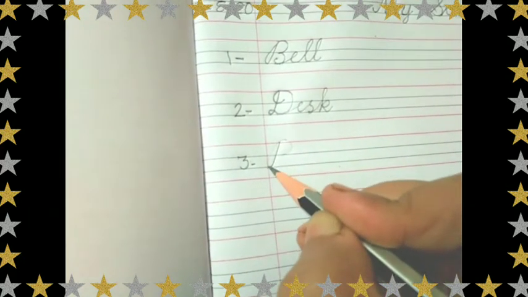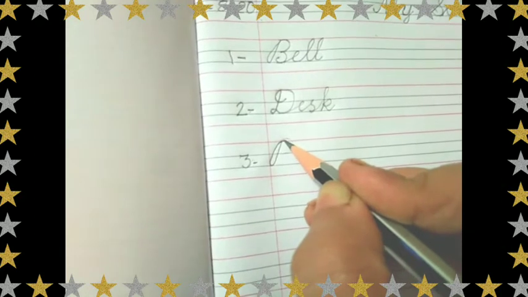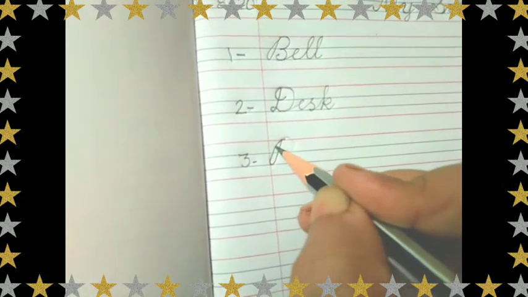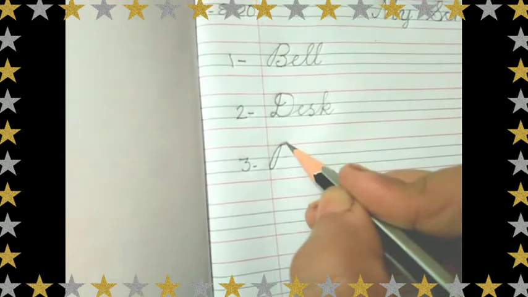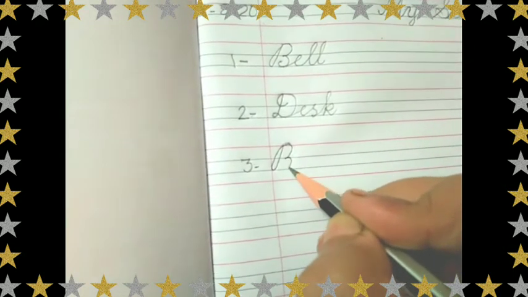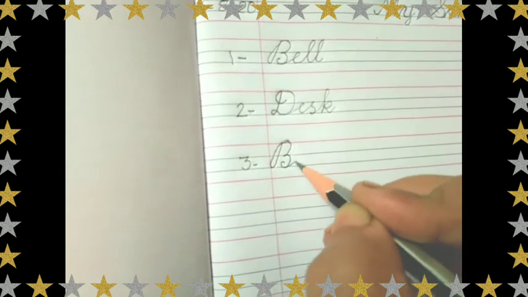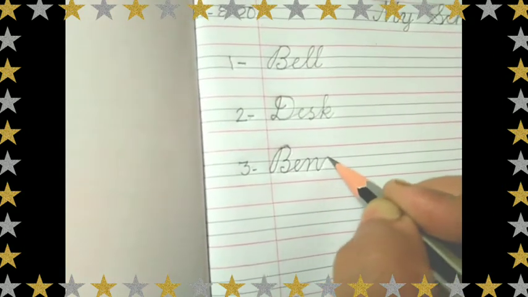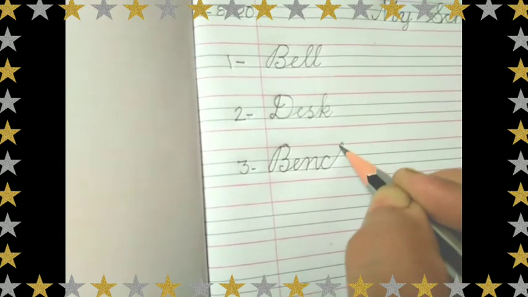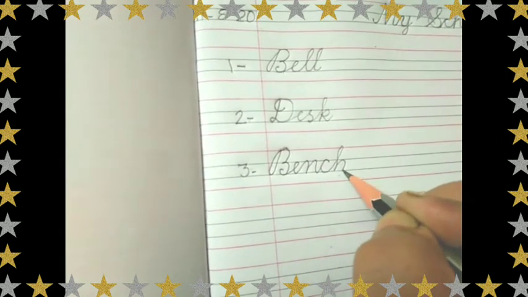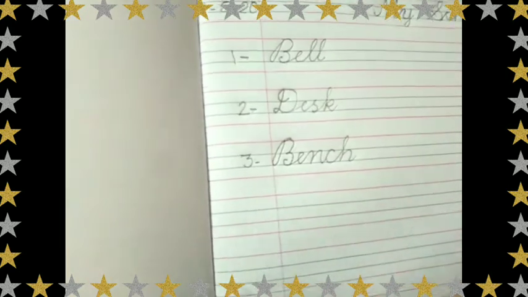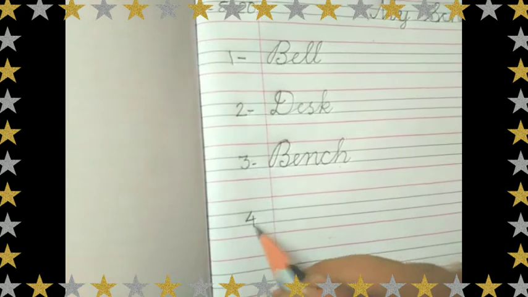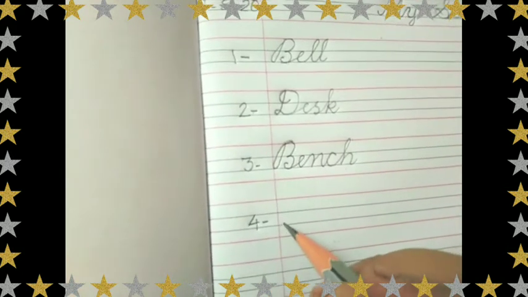Again, take a slanting line towards third line, and from this slanting line curve it from the back and make a B. E N C H. Bench. After bench, on number 4 we will write chalk.